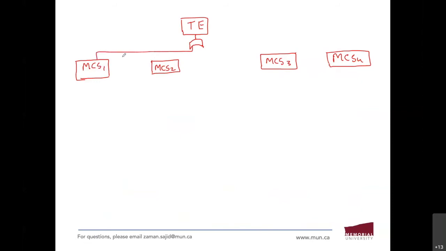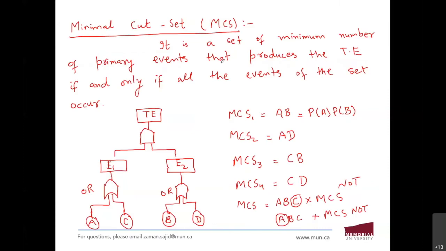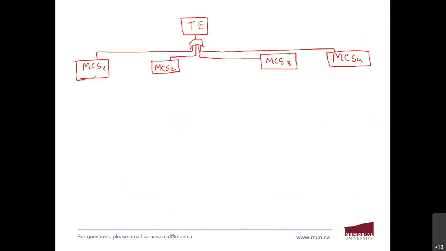This is connected to MCS1, MCS2, this is connected to MCS4, and this is connected to MCS3. Now if I take you back here, for MCS1 I have two events, A and B. So these two basic events should be connected to MCS1 using the AND gate. So here I will be using my AND gate. This is my OR gate, and this is my AND gate here.